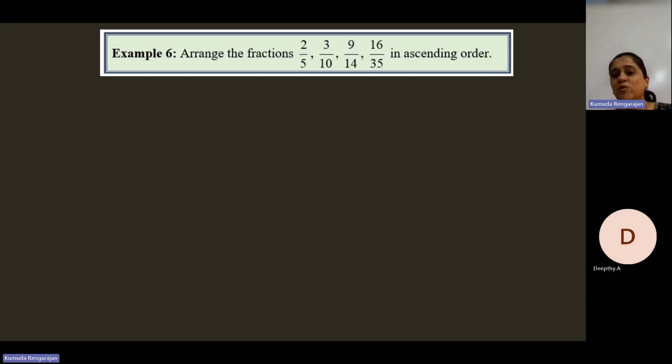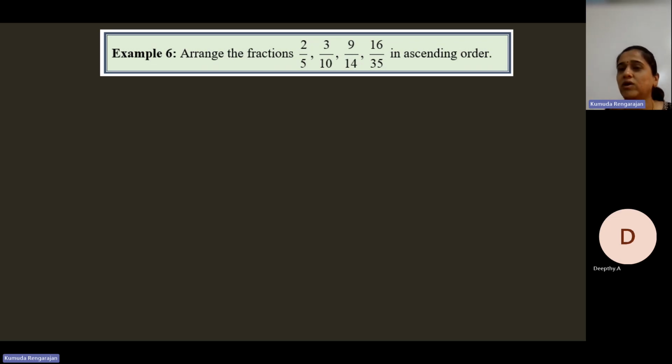Then you will compare them. Now all of them have the same denominator, which is the LCM. Like fractions. Now ignore the denominators. Look at the numerators. Smaller the numerator, smaller the fraction. Greater the numerator, greater the fraction. So arrange it. Can you do it?